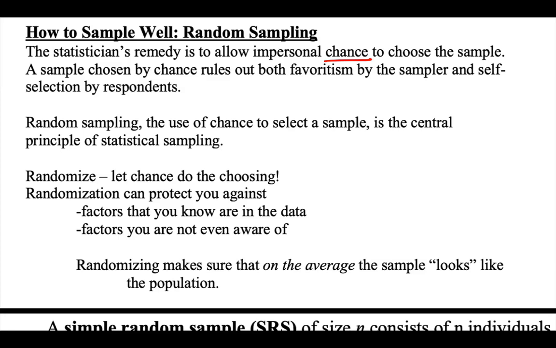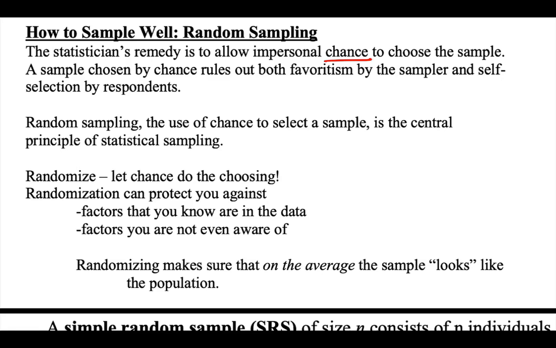You're volunteering, right? Random sampling, the use of chance to select the sample, is a central principle of statistical sampling. Randomize, let the chance do the choosing. Randomization can protect you against factors that are in the data and factors you're not even aware of, subconscious things. You're not even aware of it happening.